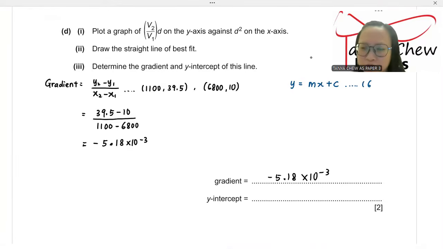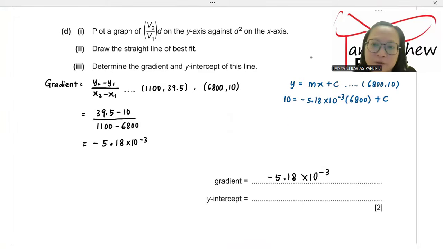So I take this point, 6,800, 10. The y-axis is 10. The gradient I got is negative 5.18 times 10 to the power negative 3, times the x value 6,800, plus the y-intercept. So my y-intercept would be, okay, 45.2. So I just write down 45.2. That's it.